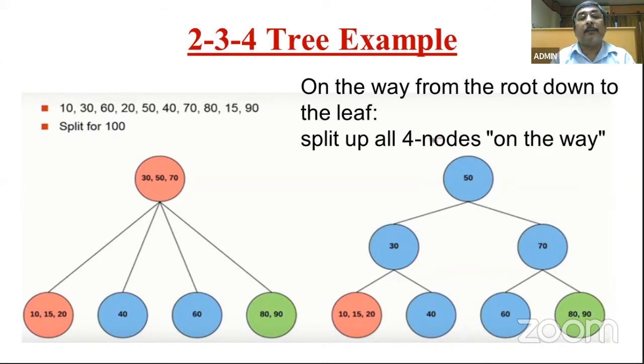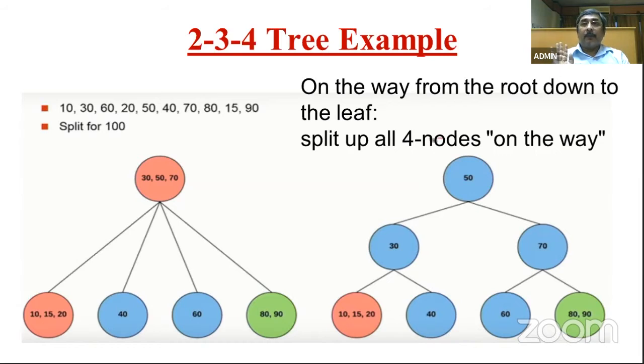Similarly, what is the right node of 70? Originally, 70 has a right node beyond 70. That particular link will be the right link of 70. And what is left link of 70? Whatever was the link which was earlier between 50 and 70, that link will be the left link for 70. So whatever value I wanted to insert, be it 100, be it 9, be it 15, 16, whatever number, I encounter a 4 node, I split it.